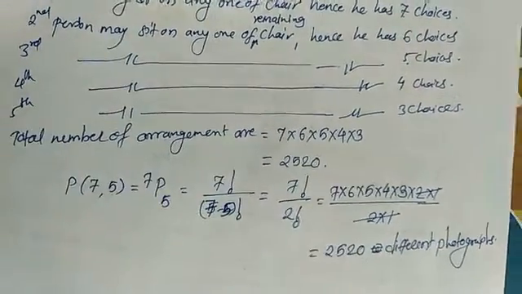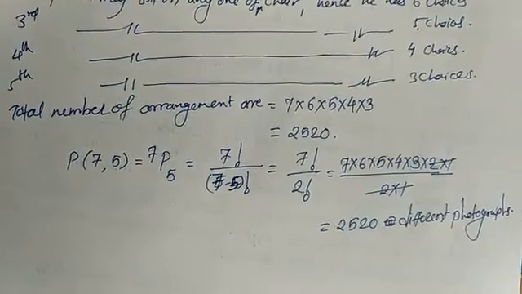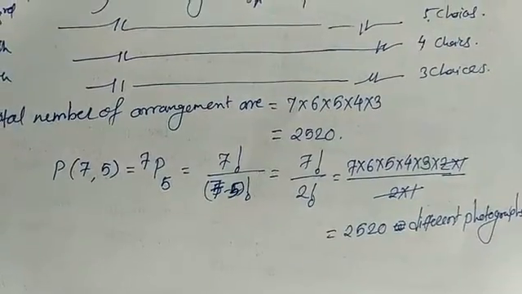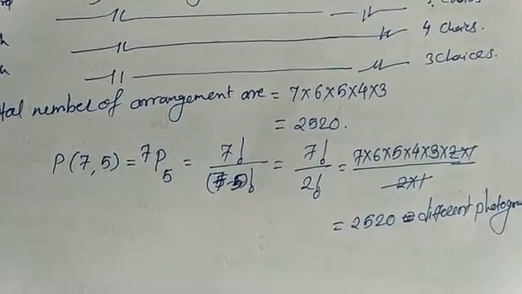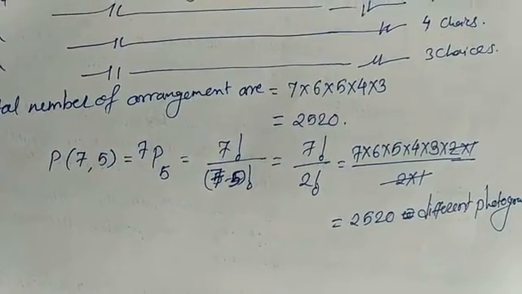When an arrangement is given, or we have to find different types of these examples, we have to use permutation.